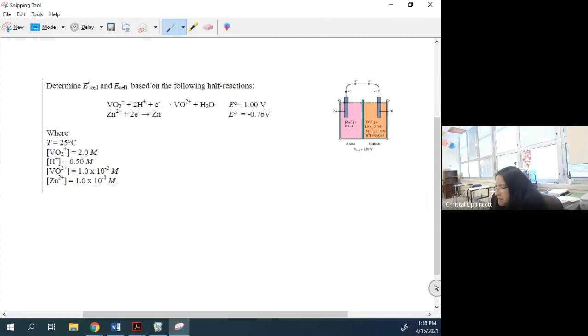We are determining E cell prime and E cell based on the following half reactions. E cell prime is easy. We just simply use our math here. Which one's our cathode? Which one's our anode? Cathode is the bottom one because it's more... it's the zinc one? Nope, wait, it's more positive. More positive is your cathode, so the top, and this is your anode.